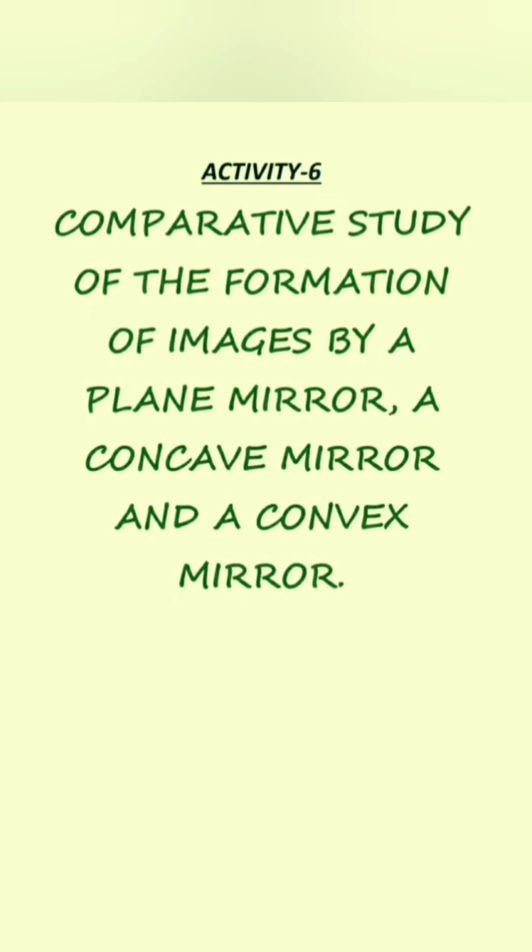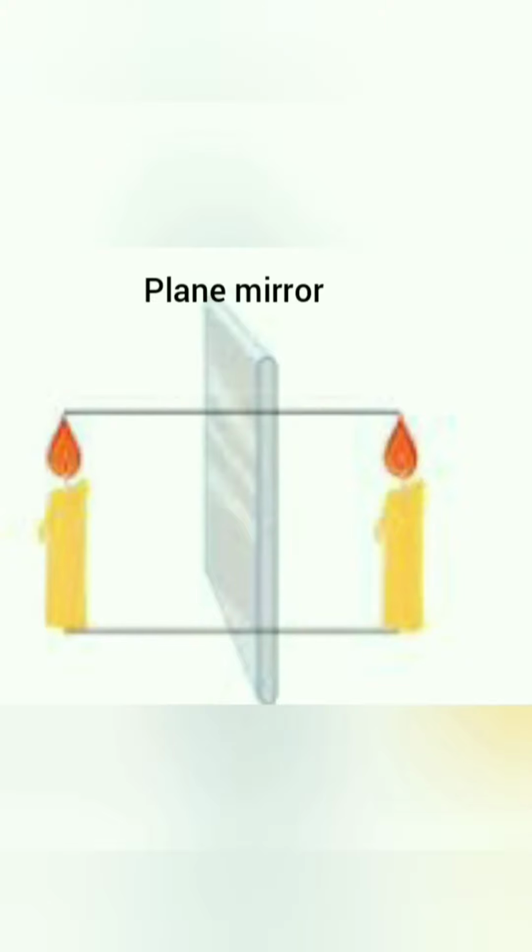In activity 6, we will compare the images formed by different types of mirrors. As we know, in a plane mirror, the image is virtual, erect and of the same size as the object, and in convex mirrors, the image formed is virtual, erect but smaller than the object. While in concave mirrors, only if the object is placed between the pole and focus, that is very close to the concave mirror, the image formed will be enlarged, virtual and erect.